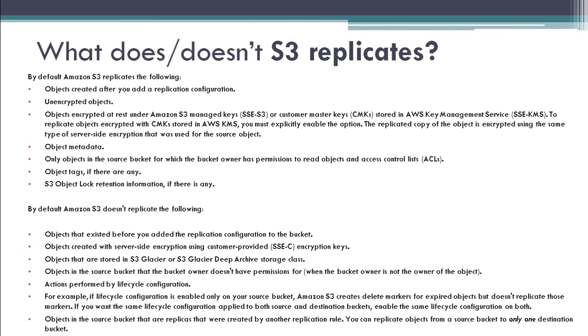Objects in the source bucket that are replicas that were created by another replication rule. You can replicate objects from a source bucket to only one destination bucket. So you cannot have a nested type of replication set. Suppose there is bucket A, you are replicating to bucket B, and from bucket B you want to replicate the same objects to bucket C. That is not possible. It is possible only with one source and one destination bucket. So nested replication is not possible.